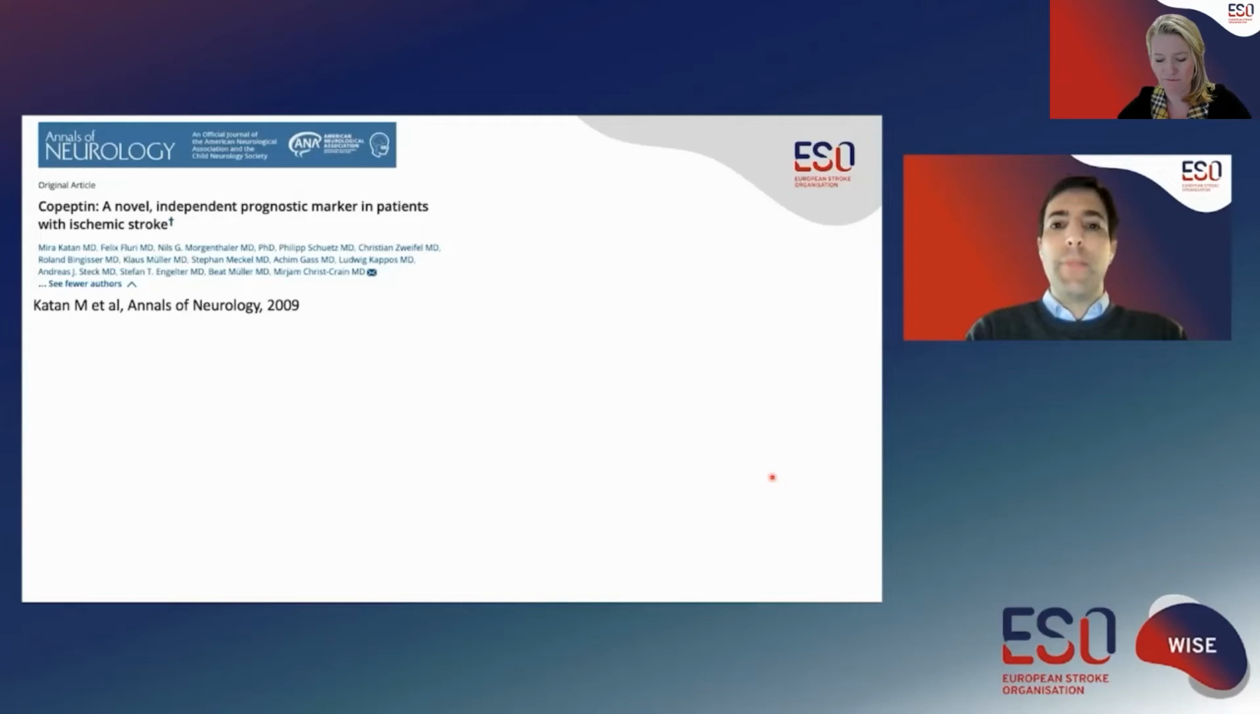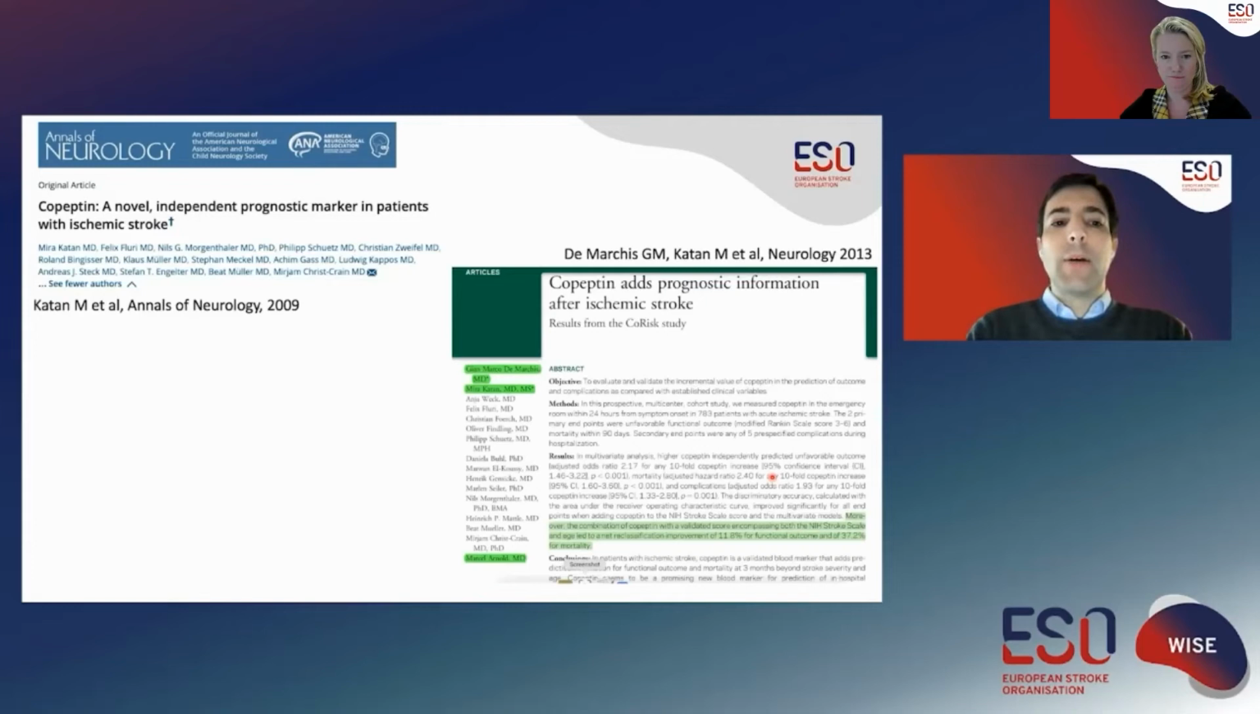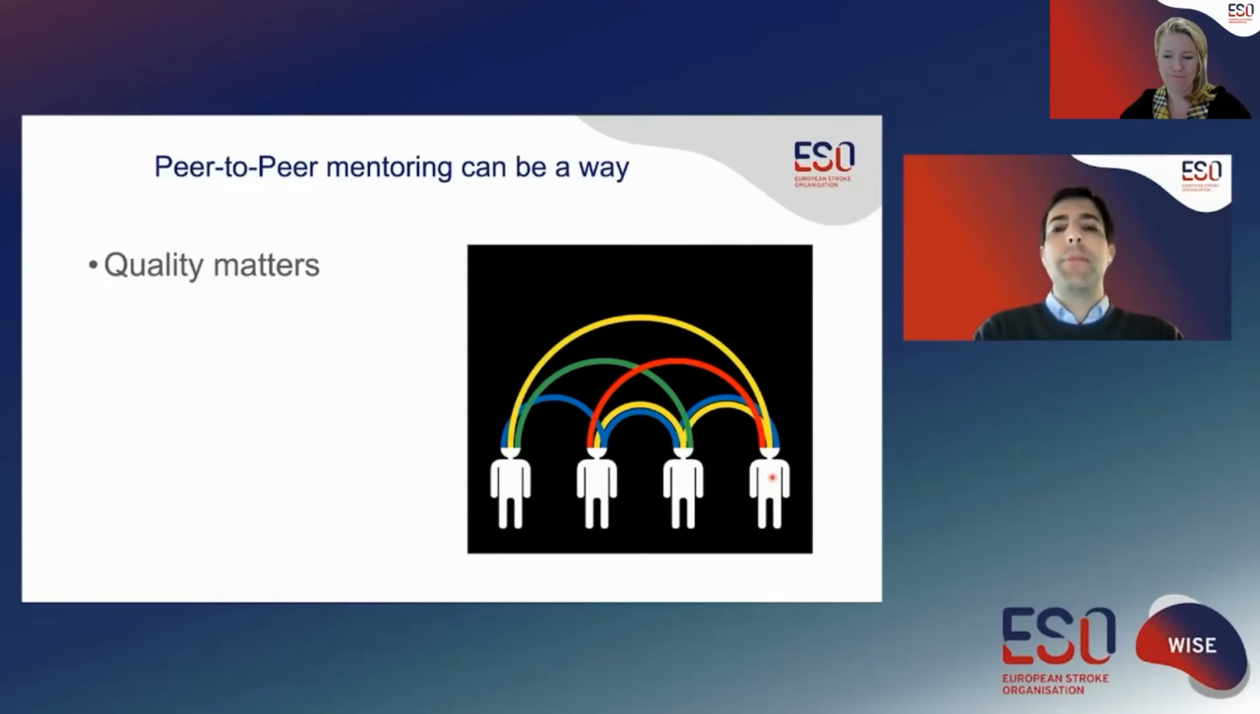And in Bern, Switzerland, where I was working back then, 80 kilometers away, we duplicated and validated the CoRisk trial, confirming that copeptin added prognostic information after ischemic stroke. And we managed to publish that in Neurology. So this was an example of how a young network can work, and peer-to-peer mentoring can be a way. Mira is slightly more experienced than I am, and we both believe that peer-to-peer mentoring can work.